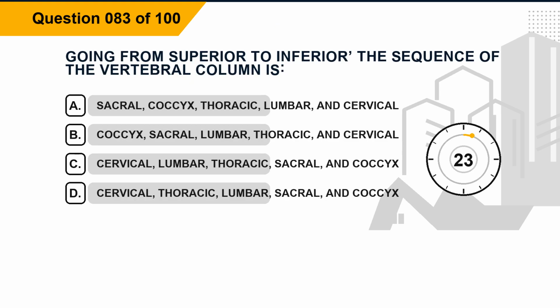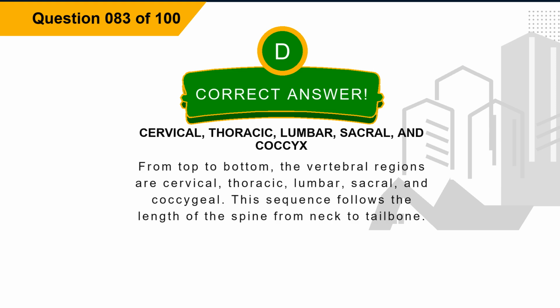Question 83. Going from superior to inferior, the sequence of the vertebral column is: Option A, sacral, coccyx, thoracic, lumbar, and cervical. Option B, coccyx, sacral, lumbar, thoracic, and cervical. Option C, cervical, lumbar, thoracic, sacral, and coccyx. Option D, cervical, thoracic, lumbar, sacral, and coccyx. The correct answer is option D, cervical, thoracic, lumbar, sacral, and coccyx. Explanation. From top to bottom, the vertebral regions are cervical, thoracic, lumbar, sacral, and coccygeal. This sequence follows the length of the spine from neck to tailbone.